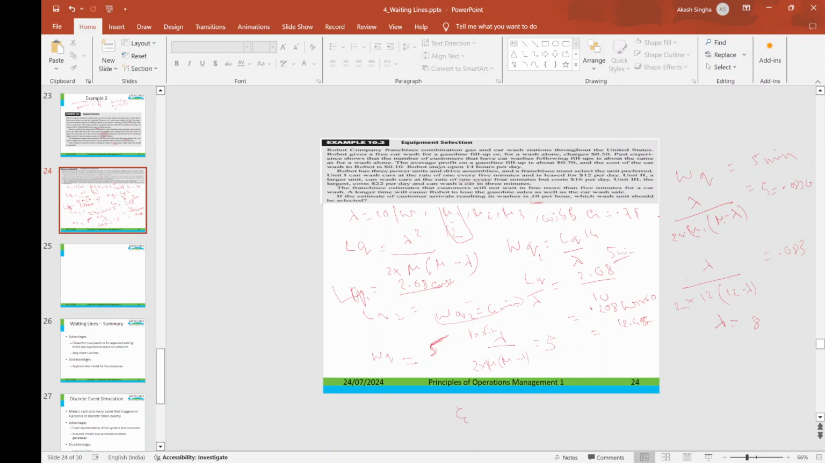So if lambda is 8 with the first server, we will lose 2 customers per hour, right? And the machine works for 14 hours, as given. So in a day, we will lose 28 customers. And given that half of them come only for the car wash and half of them come for the gasoline fill up, 14 customers with gasoline fill up will be lost and 14 customers with car wash will be lost. In gasoline, the profit is $0.7 per customer, and for car wash, it's $0.4 per customer.